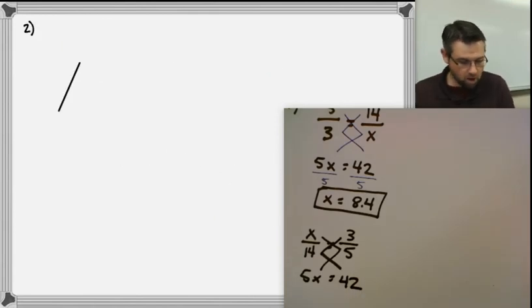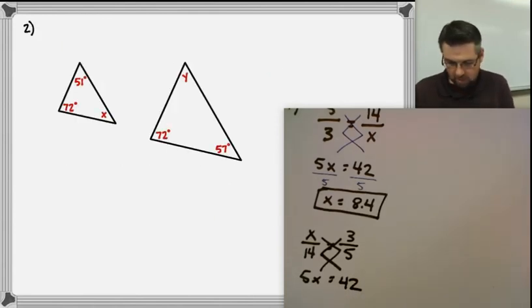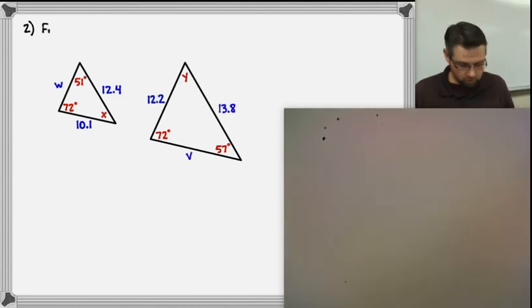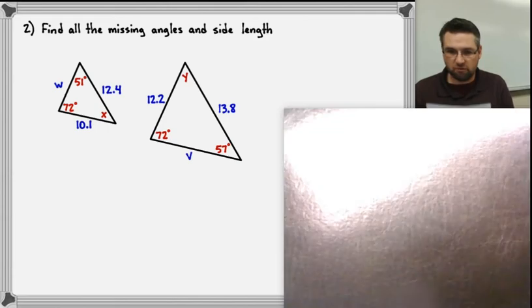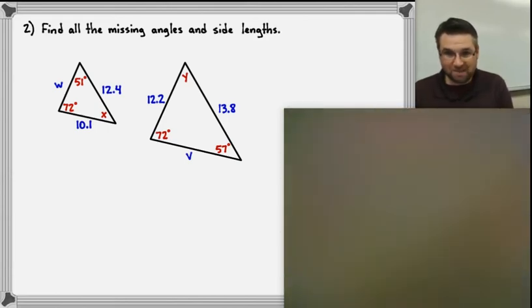We've got one more problem left to go, and I would like you to try this on your own. It's got a lot of little pieces to it. It shouldn't be too difficult for you. I want you to find all the missing angles and the missing side lengths. So go ahead and push pause and see what you can come up with.